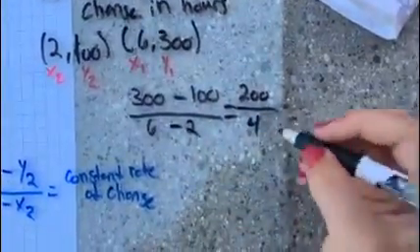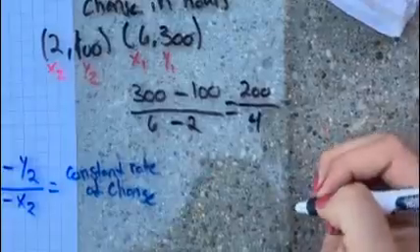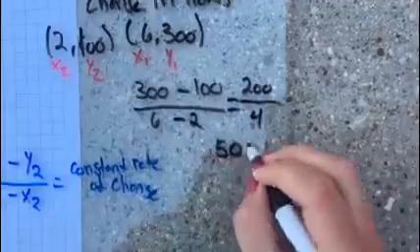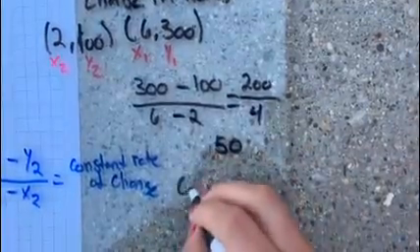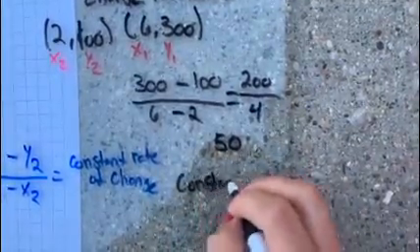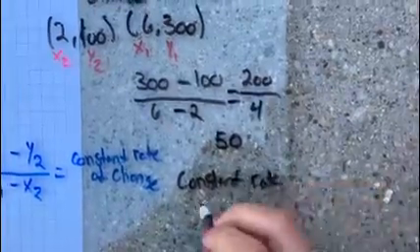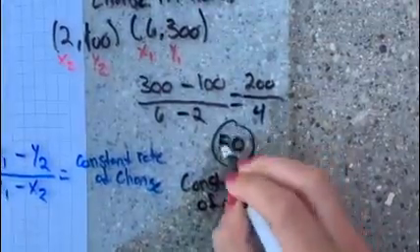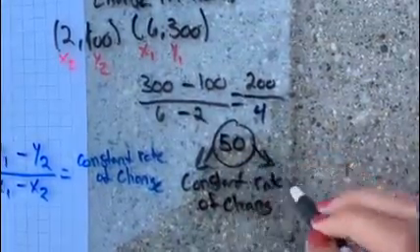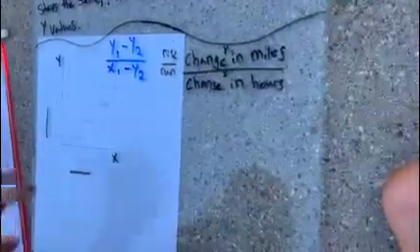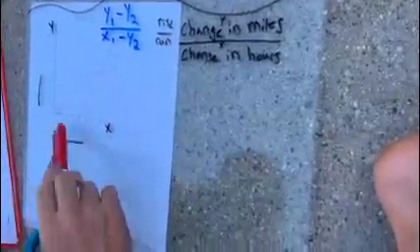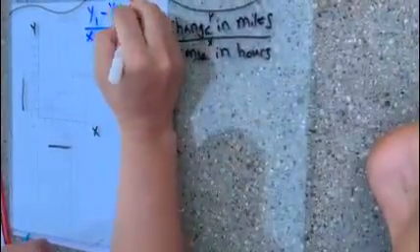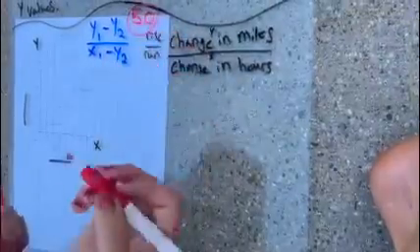Now we need to look and see if we can simplify this. We can. 4 goes into 200 50 times. So our constant rate of change is 50. Since we know that for the constant rate of change, any point on this graph, we should get the same number, which is 50.